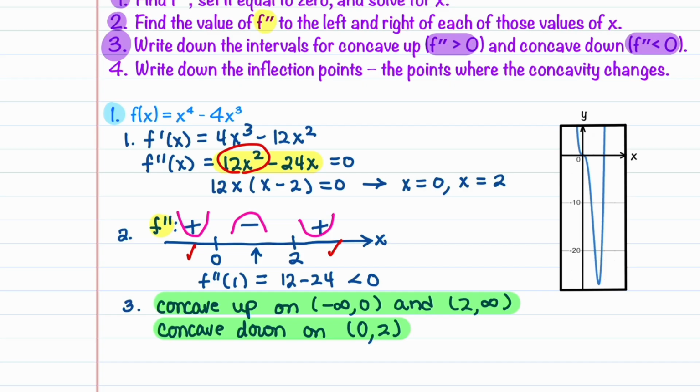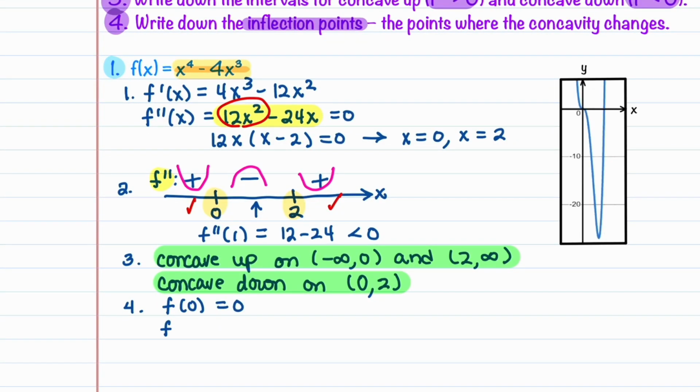Now let's go back up and look at step 4. We want to write down the inflection points, and those are just the points where the concavity changes. The concavity changes at 0 and at 2. So this means we need to find the value of our function. Let me go ahead and highlight this in orange at the points 0 and 2. So let's write down number 4. We are going to calculate f at 0. That's just 0, so that's nice.